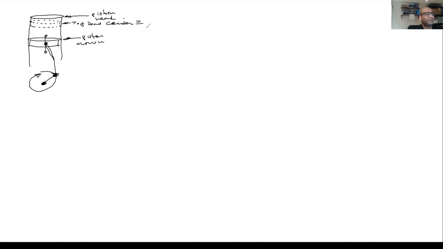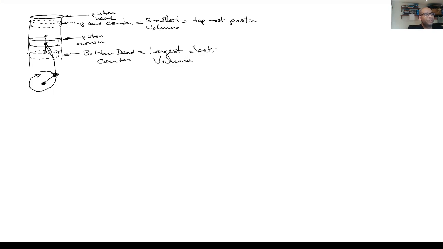That is the smallest volume, and it's the topmost position. And then there's an equivalent bottom position here. This is the bottommost position, or what we call bottom dead center. And this is the largest volume. This is the bottommost position, the furthest down.